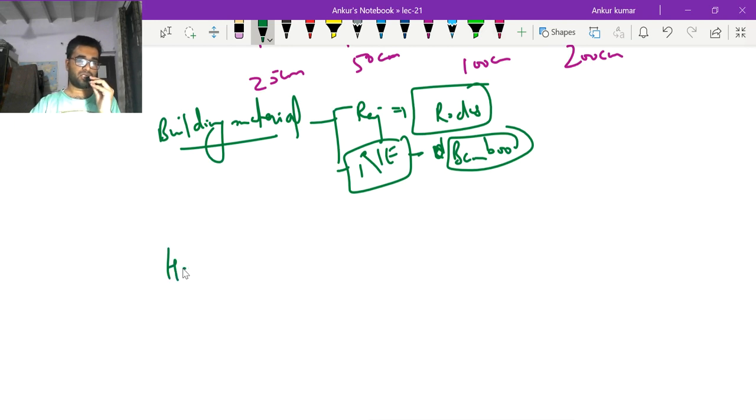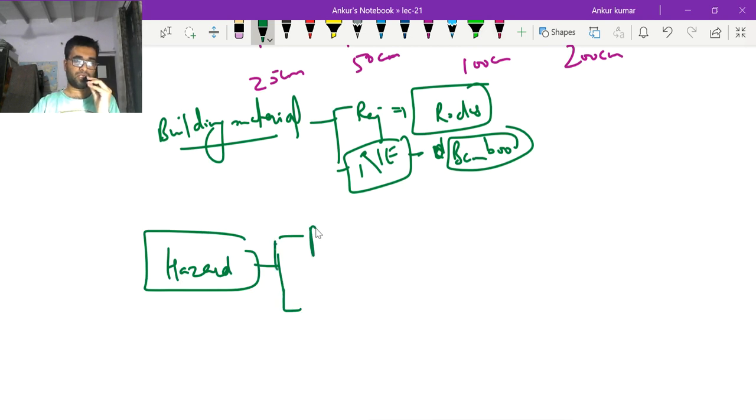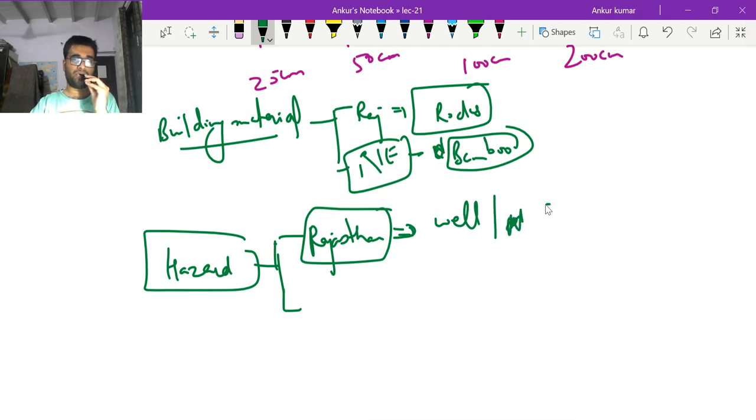The next is the hazard. For example, in Rajasthan, there is the threat of droughts. So houses generally make provision for water storage, so you may find a well and a tank in the house.